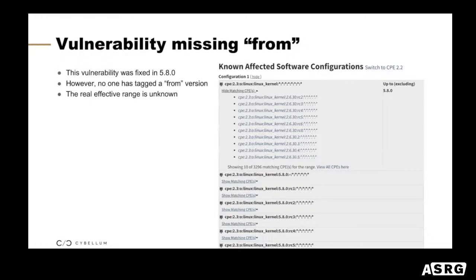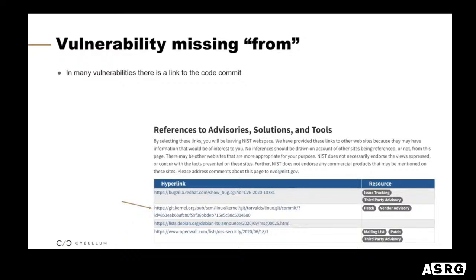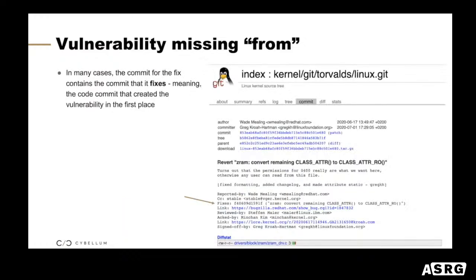So they fixed it in 5.8. However, nobody tagged the from version, and unless it was really introduced very close to the 5.8 development time, it is very unlikely that it affects all of the versions since 2.6. So how do you investigate? In many vulnerabilities, typically the Linux kernel ones have a git commit link mentioned in the NVD database, and you start investigating.